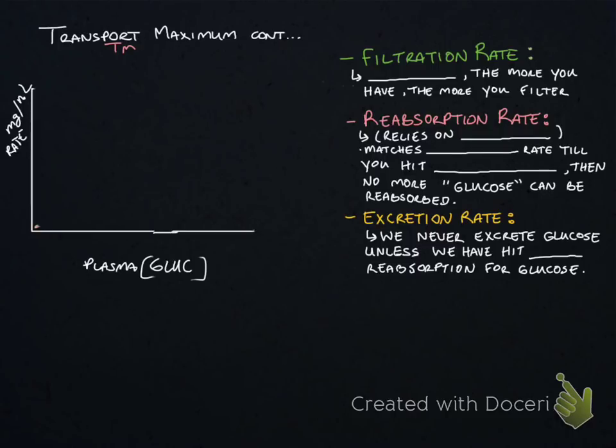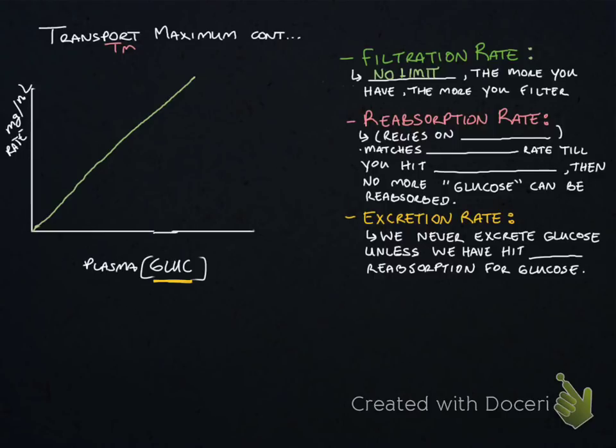So in this example, let's use glucose. Okay? So on the horizontal axis, we have the concentration of glucose in the plasma. And then on the vertical axis, we have the rate at which it is moving. So let's do filtration rate first. With filtration rate, we have no limit. So the more you have, the more you filter. So our graph of filtration rate is going to look like this. As the concentration goes up, we filter even more. The rate of filtration goes up.